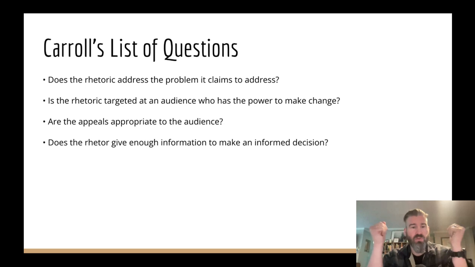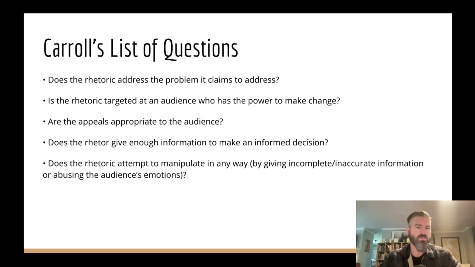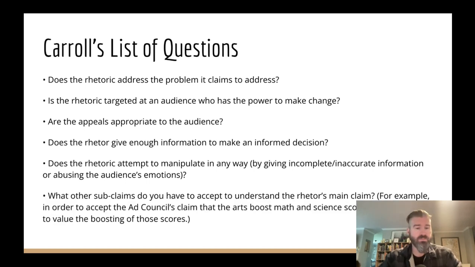Four: does the rhetor, the speaker or the writer, give enough information for us to make an informed decision? This is important too, right? Depending on somebody's purpose, motive, all of those things in speaking or writing, they might leave out information that's important. We call that cherry picking, right? Only providing us with part of the picture. Five: does the rhetoric attempt to manipulate us in any way, right? Giving false information, inaccurate information, taking quotes out of context. We have to think about how those things are being done, how these strategies are being used, and whether or not they're being used ethically.